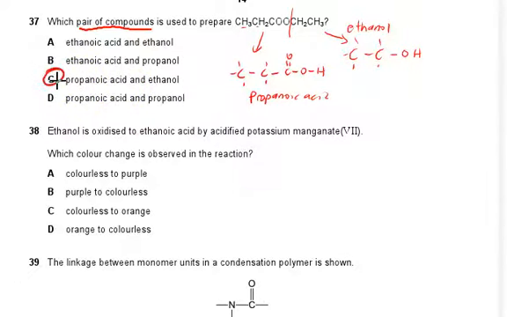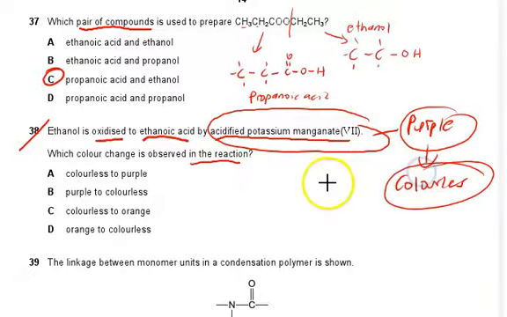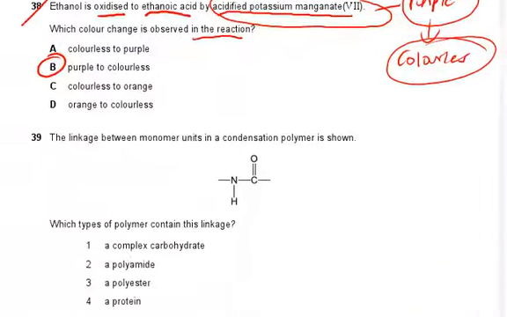Okay, now for number 38, ethanol is oxidized to ethanoic acid by acidified potassium manganate. What color change is observed in the reaction? So this is a purple color. Once you have the reaction, it will change to colorless. So always remember, if you see potassium manganate, the purple color will change to colorless. Purple to colorless. So the answer is B.